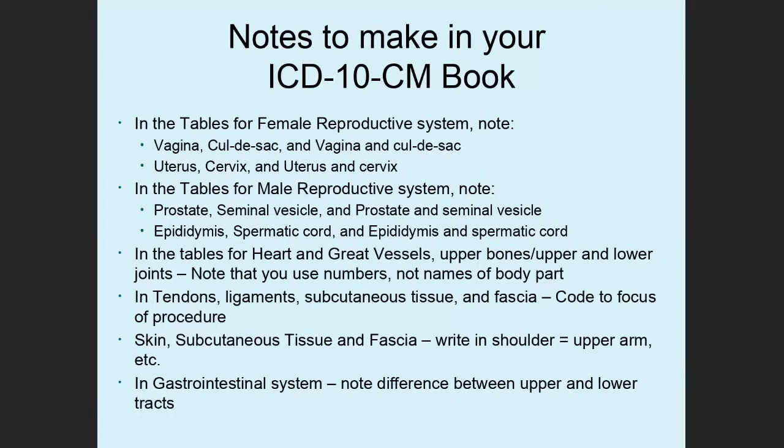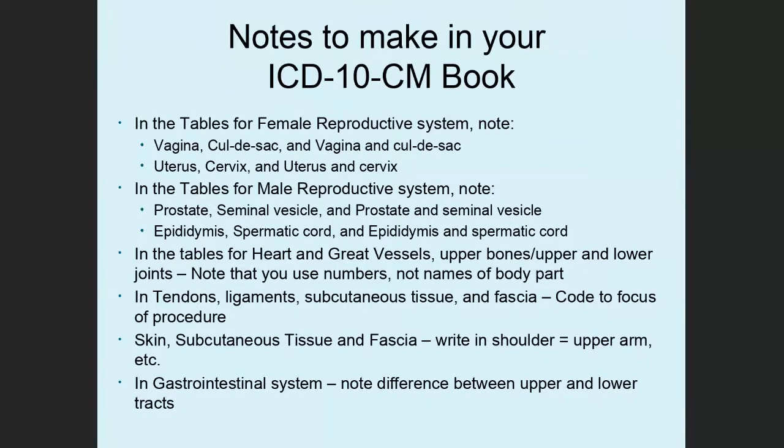So there's no way you can remember all the guidelines in the PCS book. Here are some suggestions of things to write in your book, highlight, whatever works for you. In the tables for female reproductive system, note the differences between vagina, cul-de-sac, and vagina and cul-de-sac. Remember, this is an exception to the and/or rule. There's also uterus, cervix, and uterus and cervix. In the tables for male reproductive system, there's prostate, seminal vesicle, and prostate and seminal vesicle. Epididymis, spermatic cord, and epididymis and spermatic cord. So again, make a note of those.